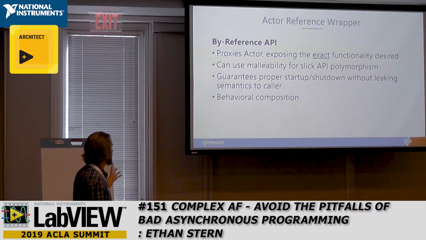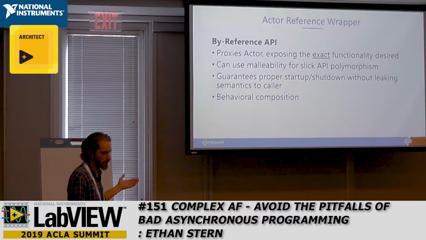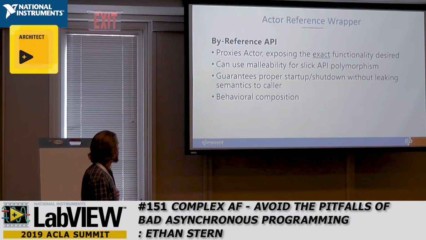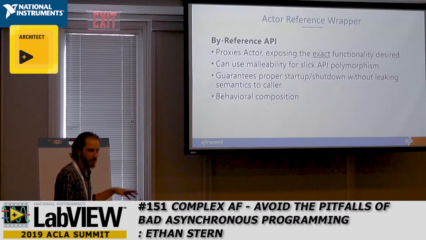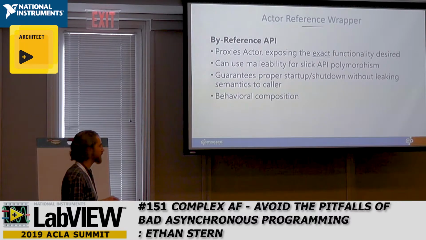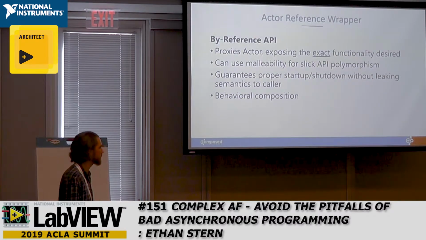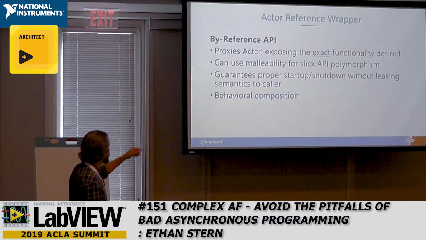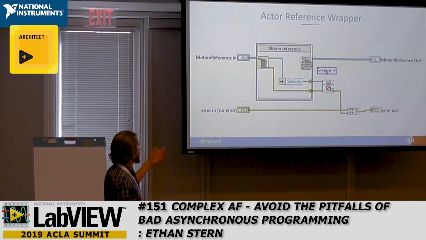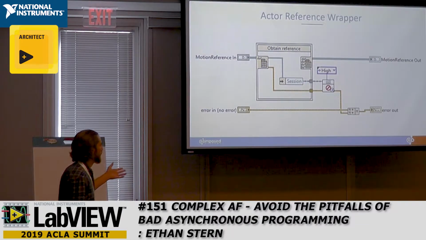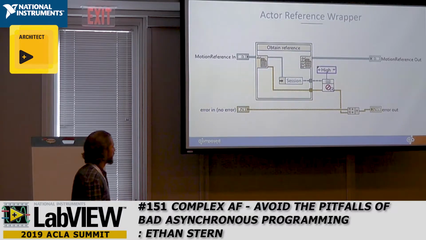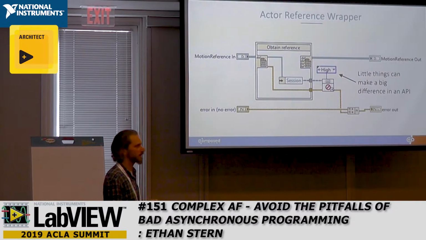All right? So the by reference API, this is that wrapper pattern I showed you before, but instead of holding an object, it's holding a reference to the actor. I can use malleability in that to extend my actor message sends and do some data manipulation before I actually send it to the actor if I want to. And you'll see an example of the other things. So this is a really simple call, and you're like, that's dumb. Why wouldn't I just use the actor queue? I've told you already. And sometimes little things can make a big difference.